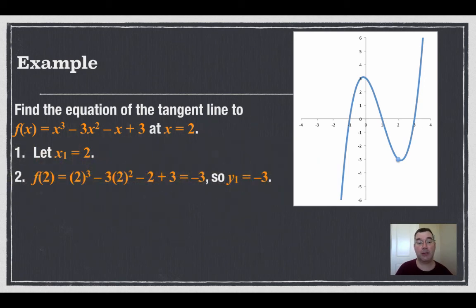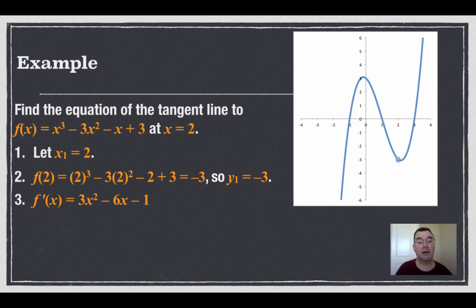That's the x-coordinate I'm dealing with. I'm going to plug that into the original function, and after a bunch of calculations, I get that y1 is negative 3. So that's the y-coordinate. You can see that from the graph. That's where the blue point is. It has a y-coordinate of negative 3. Now I'm going to find the derivative. I know how to do that.